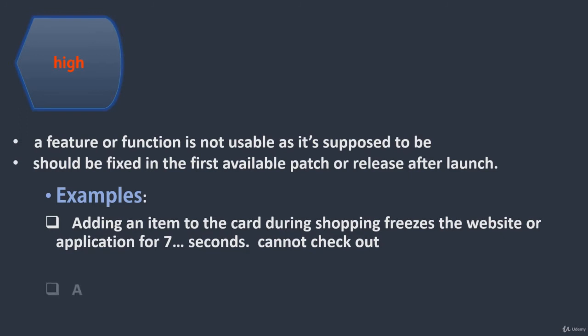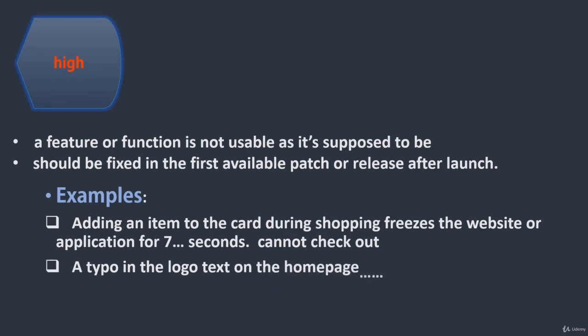Also, a typo in the logo text on the home page. A logo is very important for a company's image or reputation. But when you find a typo in the logo, it's something that really has a high priority level. Maybe it doesn't have a high severity level. I mean, it doesn't affect the core functionality of the application or the website, but still it's a high priority because you can't leave your website with a typo in the logo. So in the first update, you will fix that.